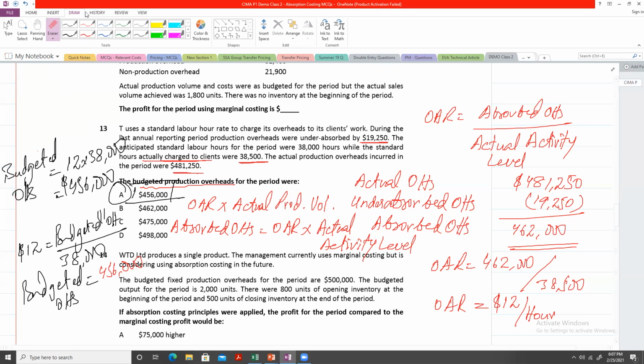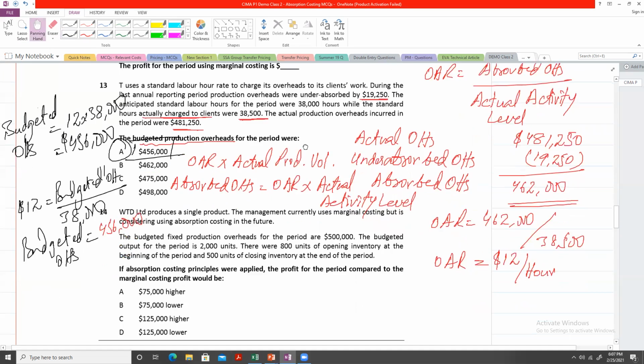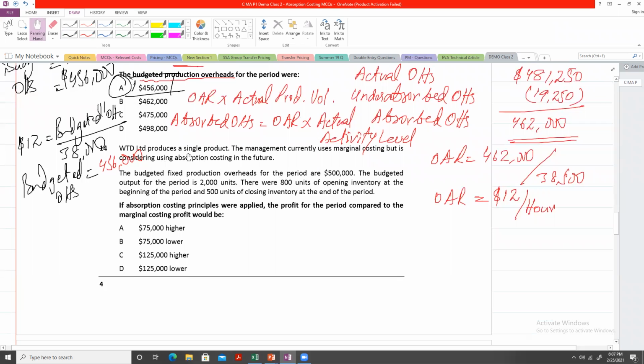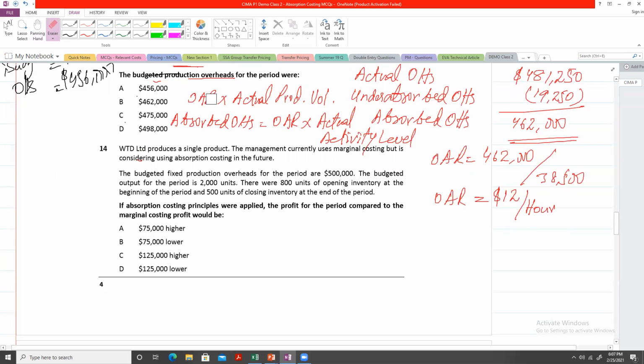Now, moving forward, we have some other questions. WTD Limited, question number 14. This is another question that is very much similar to the questions that we have done till now in this class.